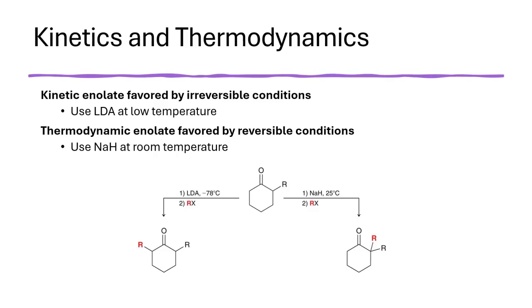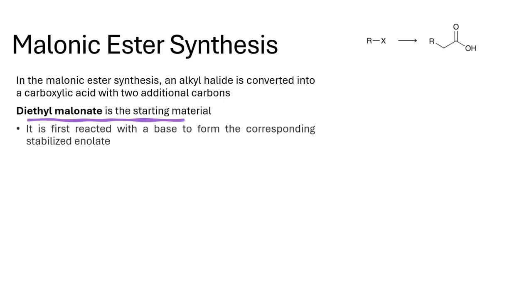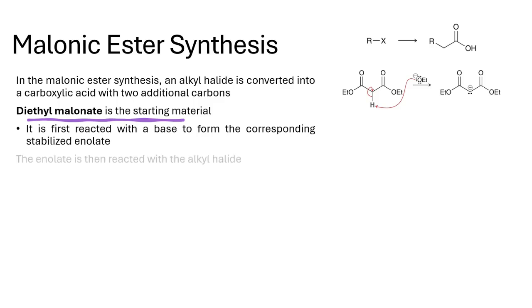Malonic ester synthesis. In the malonic ester synthesis, an alkyl halide is converted into a carboxylic acid with 2 additional carbons. Diethylmalonate is the starting material. It is first reacted with a base to form the corresponding stabilized enolate. The enolate is then reacted with an alkyl halide via SN2.